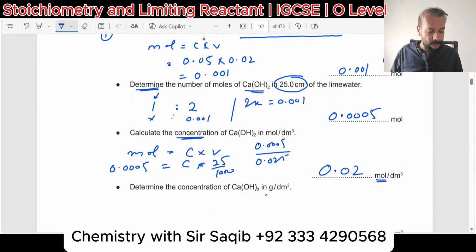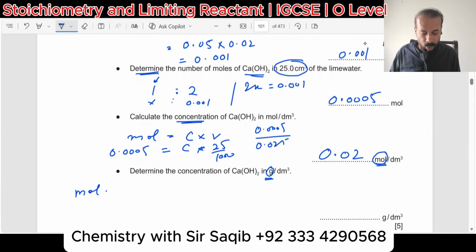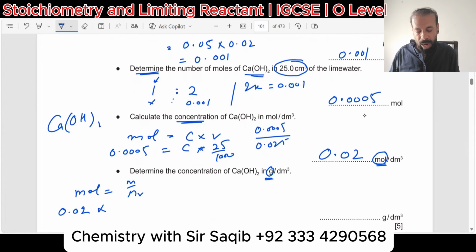But the examiner says calculate this in gram per dm cube. How can you convert mole into grams? Mole is equal to mass over Mr, so multiply mole with Mr. What is the Mr of calcium hydroxide? Calcium 40 plus 2 oxygen 32 plus 2 hydrogen, so this will be 74. Multiply by 74.